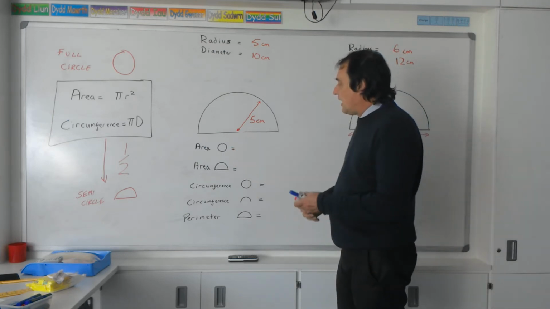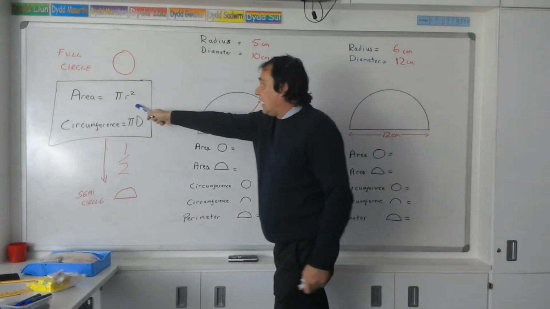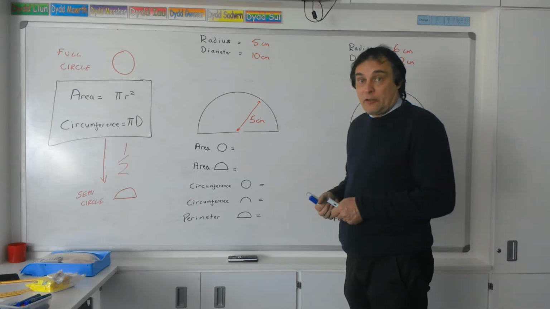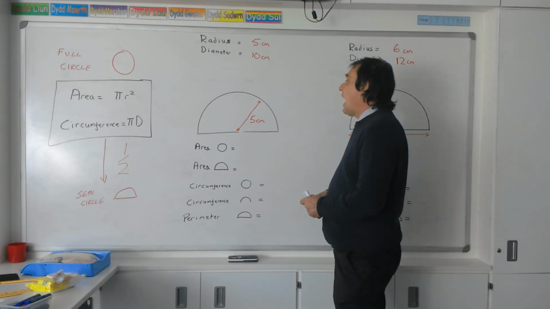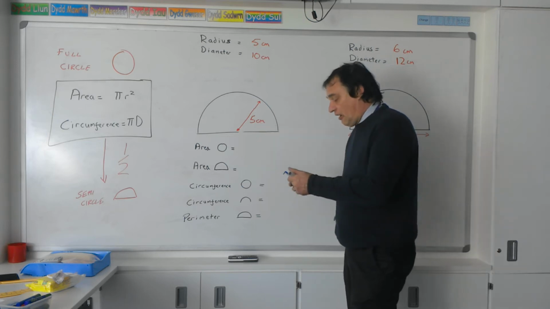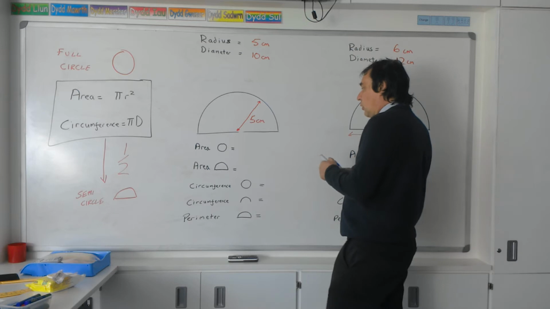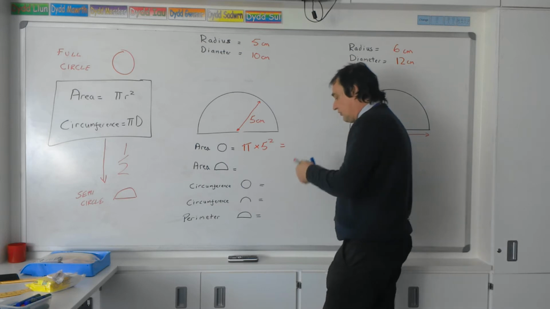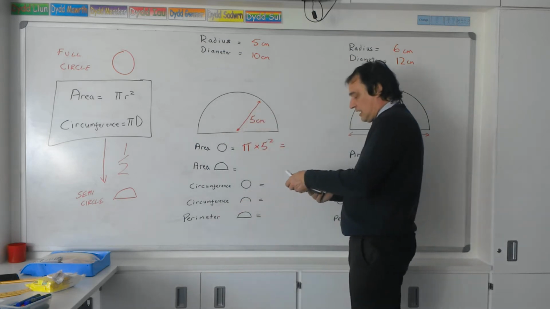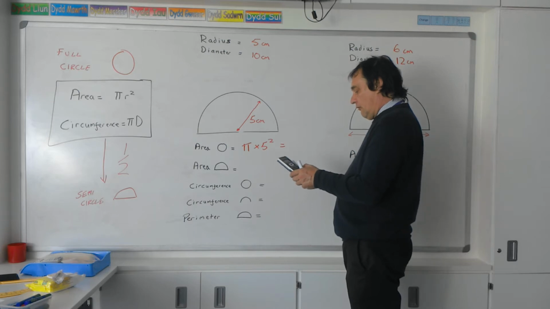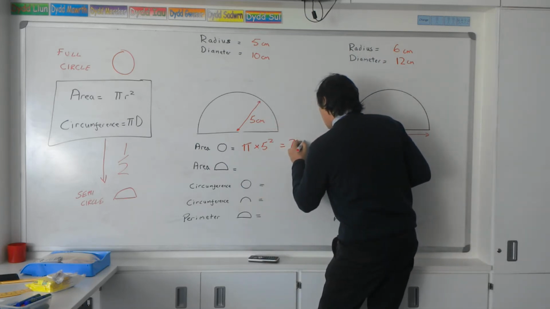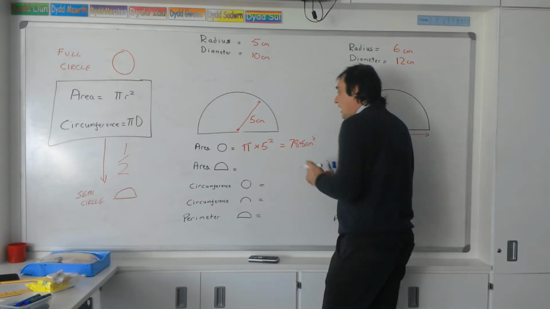So if we wanted to work out the area of a full circle, here's my formula here. The area of a full circle, remembering, is pi r squared, where pi is 3.14, or the pi button on your calculator, and r is this radius of 5. So to work out the area of the circle, we just do pi times 5 squared, substituting that radius 5 into the formula, pop it into the calculator, pi button times 5 squared, and that gives us an answer of 78.5 centimetres squared. So that's the area of the whole circle.